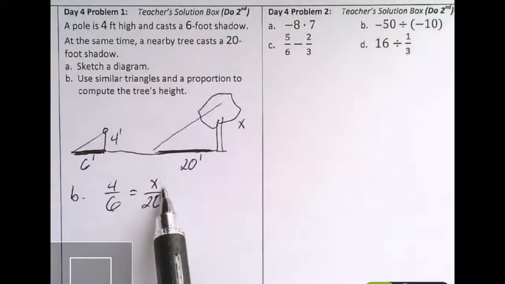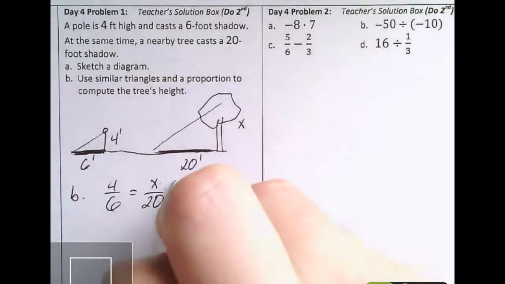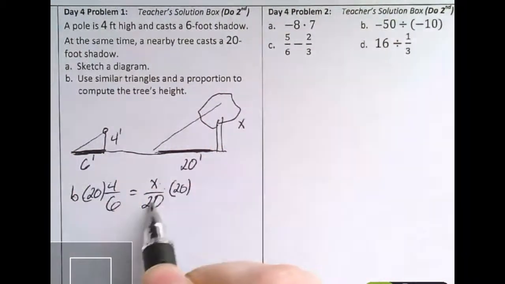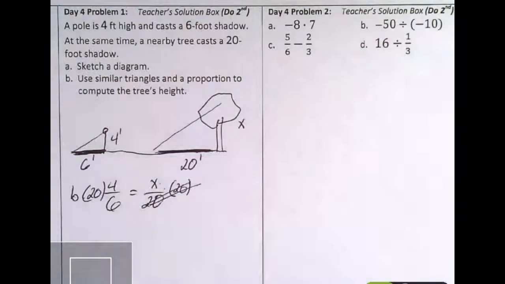Because this says divide by 20, we could multiply both sides by 20. 20's crossed out, the letter X is now alone. So 20 times 4/6. 20 times 4 is 80 over 6 equals X. And a little bit of simplifying here to make this problem fit the situation that we're doing here.